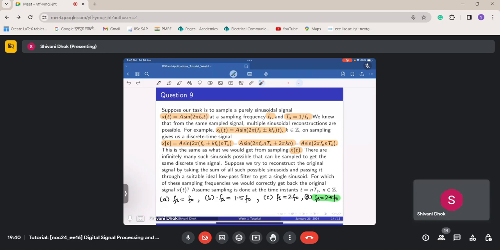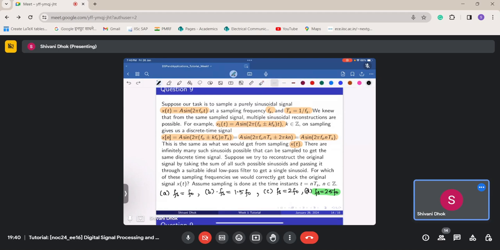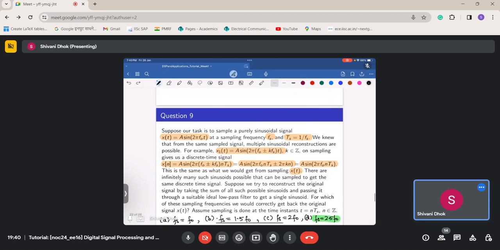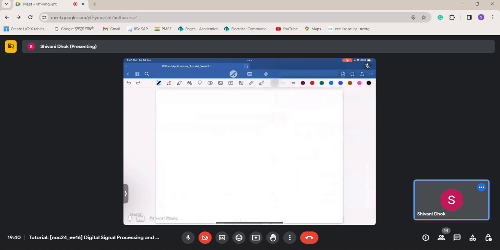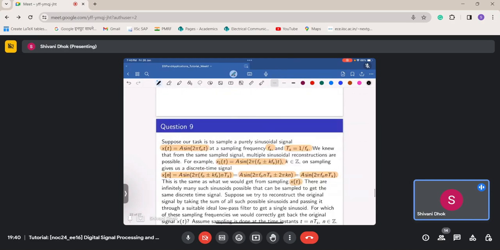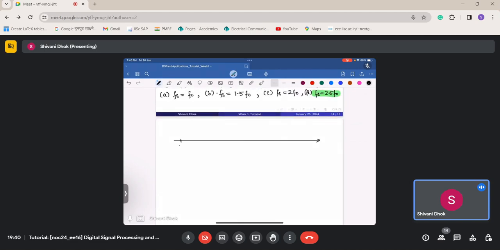Madam, can you pictorially represent it like blocks? Okay. My original sinusoid was this one, a sine 2 pi f naught t. Let's say this is 0, this is the frequency axis, and this is f naught. So this is the original thing.